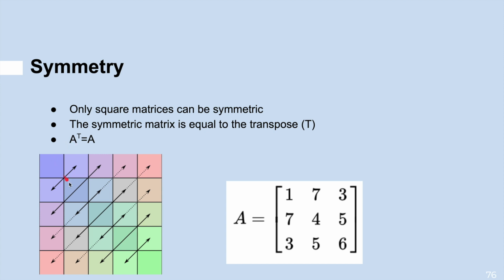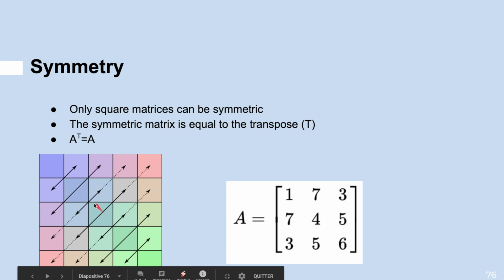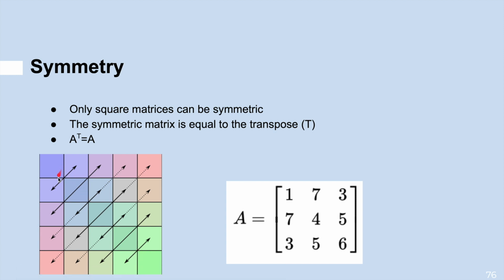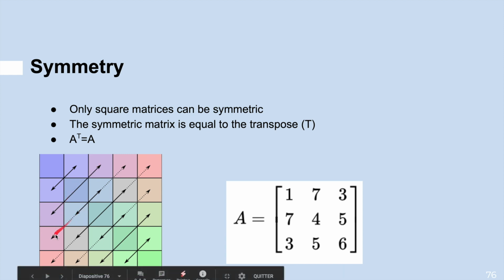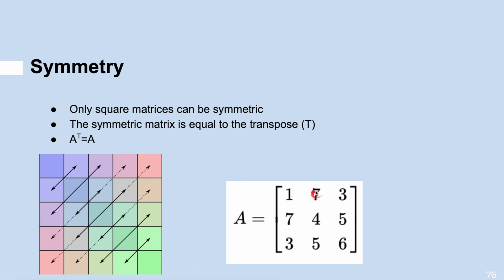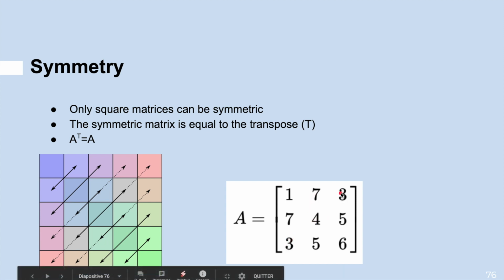You have your diagonal, which can be whatever you want, and the numbers right across are the exact same. So these numbers are the same, and so on. It looks like so. We have 1, 4, 6 on the diagonal. Those can be whatever, but here the 7 has to be the same as here. So 7 and 7, 3 and 3, and 5 and 5.